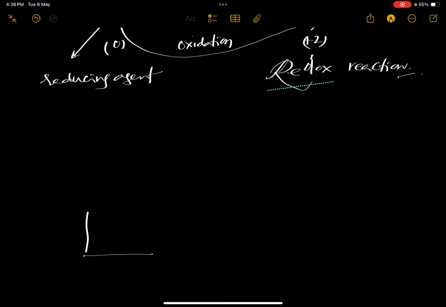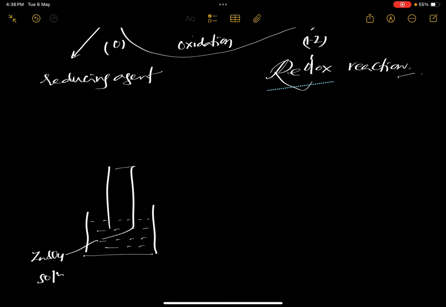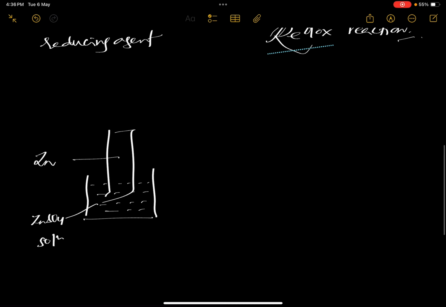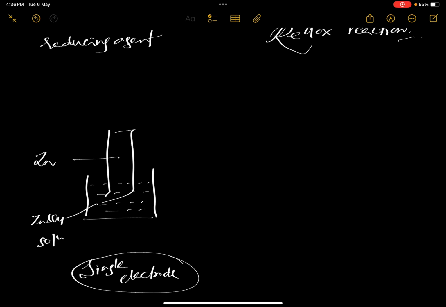So how is it going to be? First take a container and fill it with zinc sulfate solution. This is zinc sulfate solution, and keep here a zinc rod. When you keep a zinc rod in zinc sulfate solution, you can call this a single electrode. Zinc rod in zinc sulfate is a single electrode.